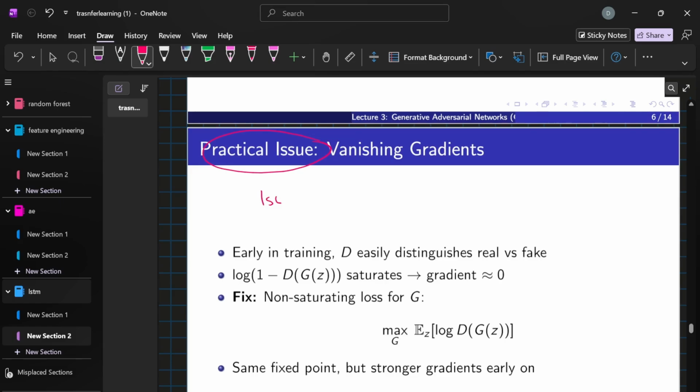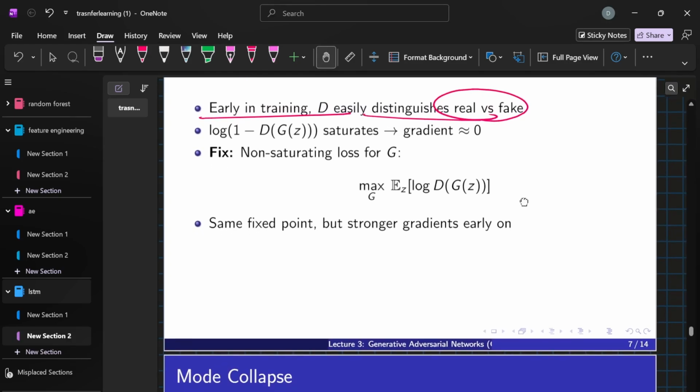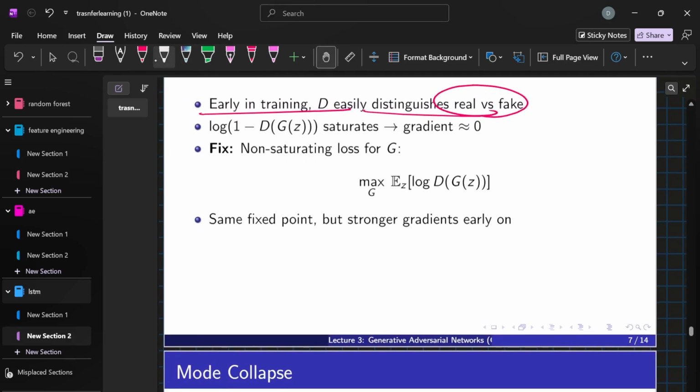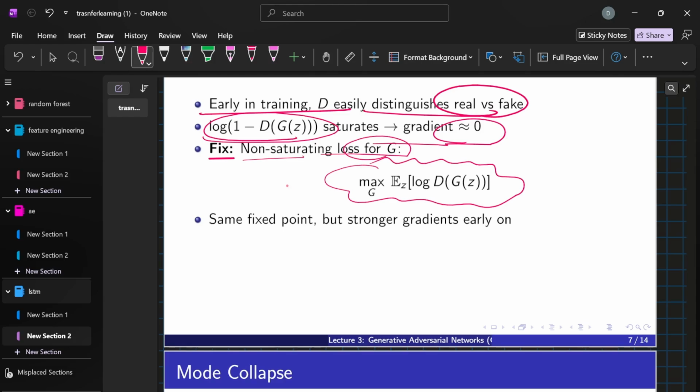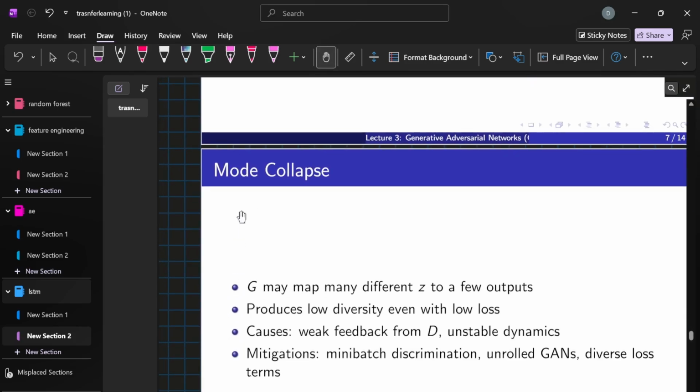Okay, so here's problem number 1, vanishing gradients. Early in training, the discriminator is usually better than the generator. It's trivial for D to spot fake samples. When that happens, the term log(1 minus D(G(z))) saturates, meaning it flattens out and its gradient becomes essentially 0. The generator gets almost no useful signal to learn from, so it's stuck. This can be fixed using the non-saturating loss. Instead of having G minimize log(1 minus D(G(z))), we flip it. G instead maximizes the expected value of log D(G(z)). Mathematically, this pushes towards the same idea.